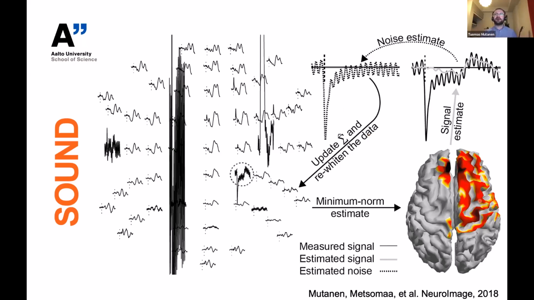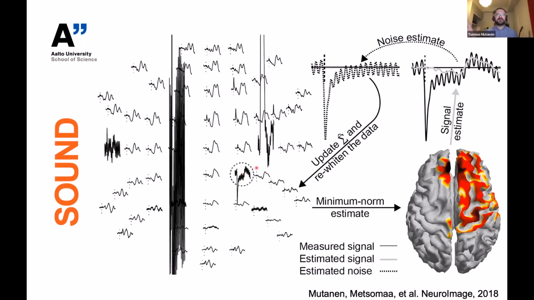And now from these cortical currents, we can then calculate what is the most likely signal in this channel of interest. And if there is a discrepancy between the actual recording in this channel and the estimation that is based on the other channels, then we regard this channel as noisy.